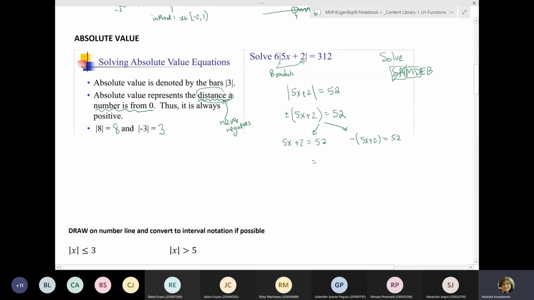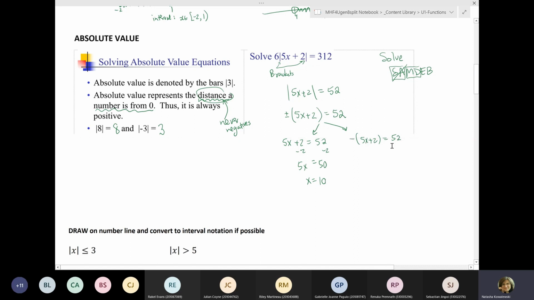All right, what's the next step in this first one? Brackets are done, so we're starting SAM-DEB. Say it again. So move the 2 over. Yeah. So 5x equals 50. So what is x? 10. Okay. And then what about on this side?